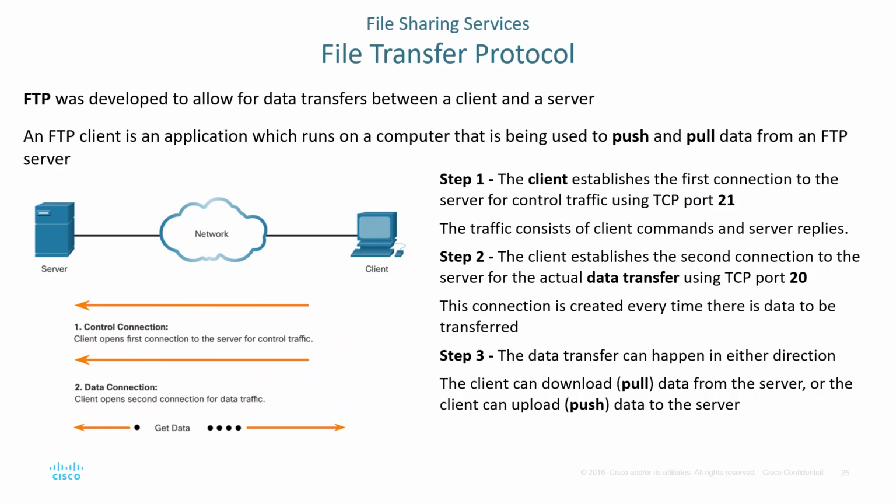And that is simply to establish a connection. Step 2, the client establishes the second connection to the server for the actual data transfer using TCP port 20. This connection is created every single time there is data to be transferred. Step 3, the data transfer can happen in either direction. The client can download, which is to pull data from the server, or the client can upload, which is to push data to the server. So pulling, I'm downloading, pushing, I'm uploading.